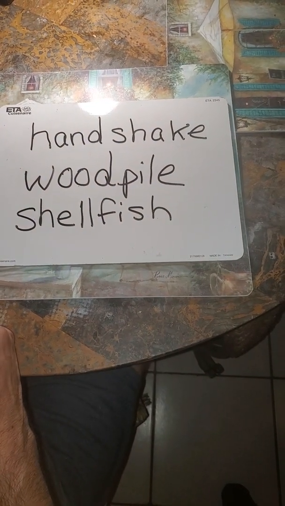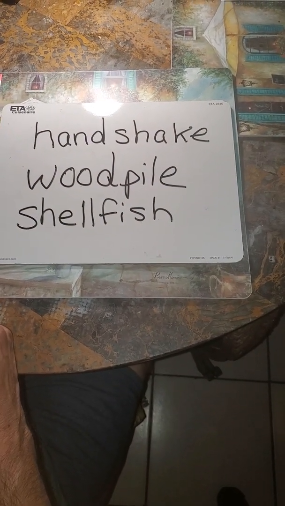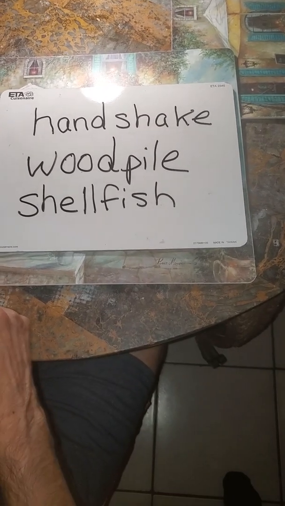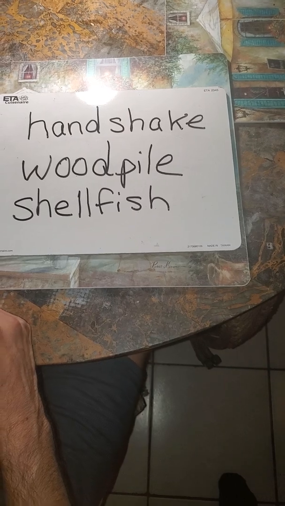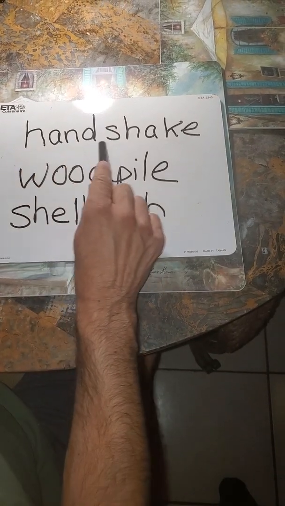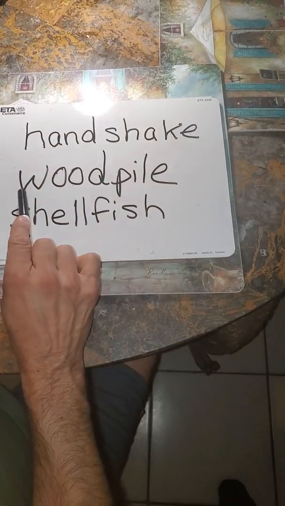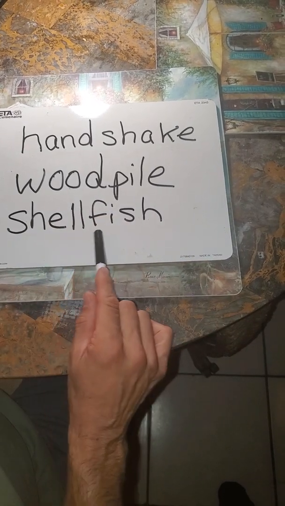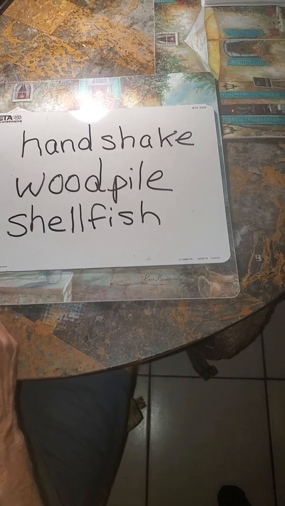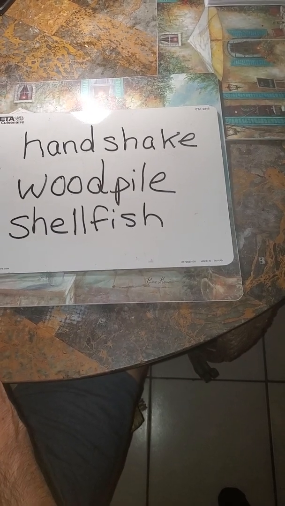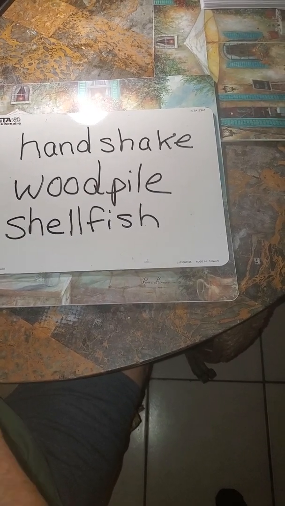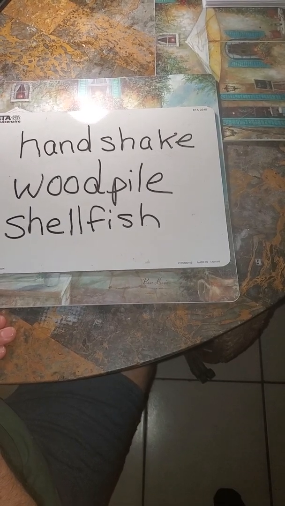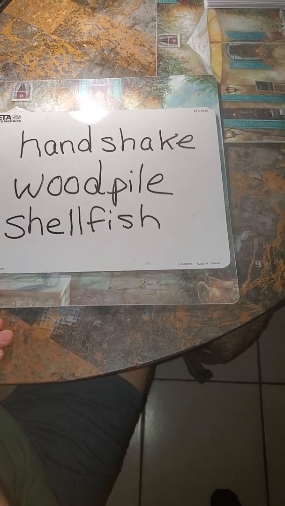Today we're going to be having a new increment which includes compound words. Echo these words and tell me what they all have in common. Handshake, woodpile, shellfish. That's right. They're called compound words because they're two words combined into one word.